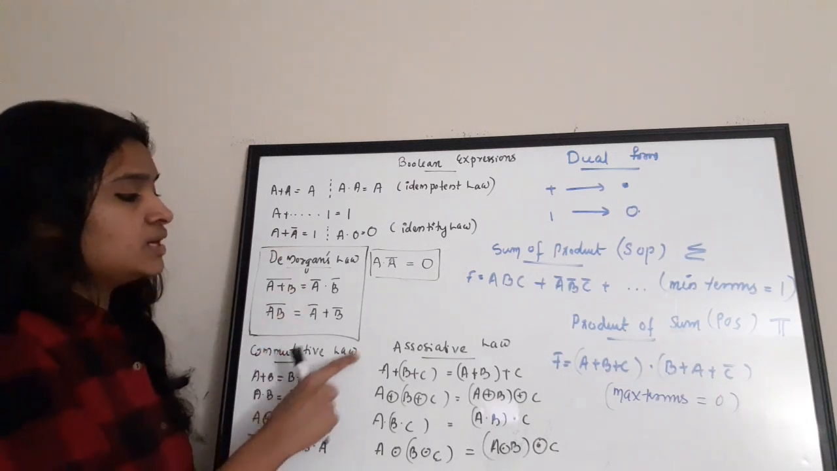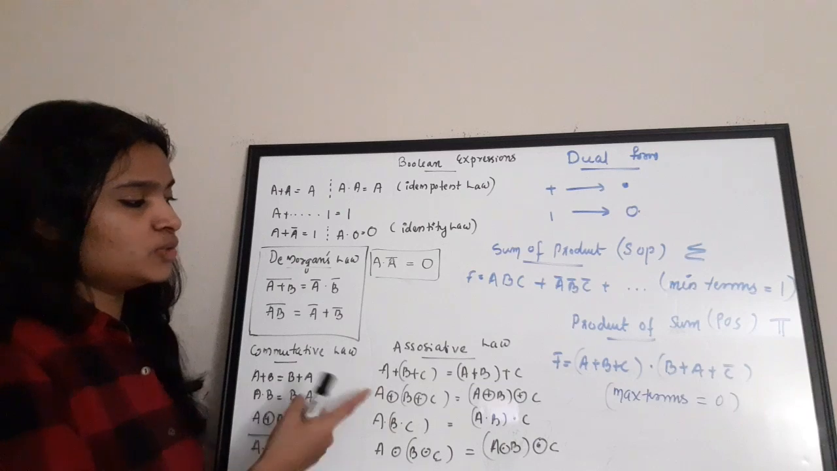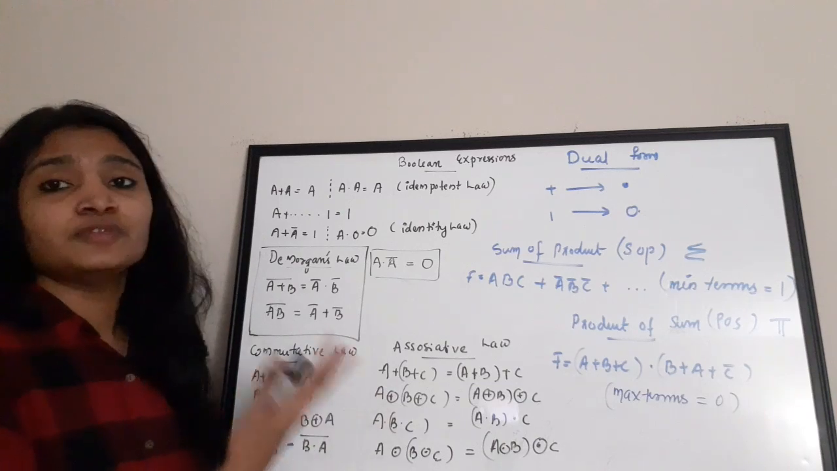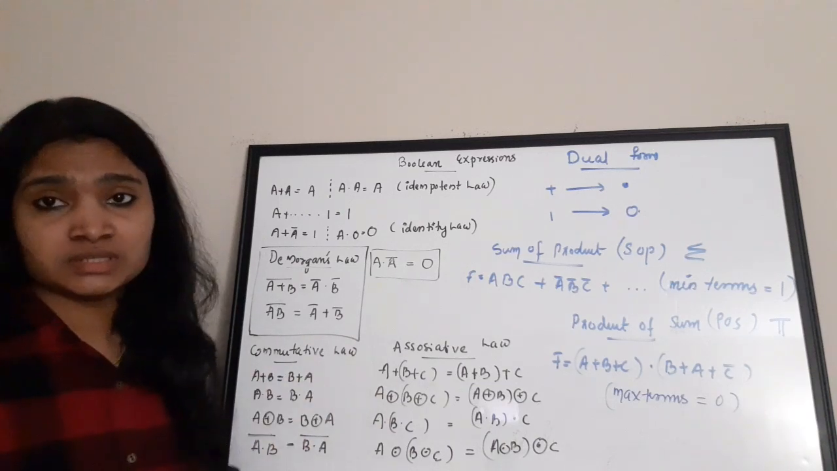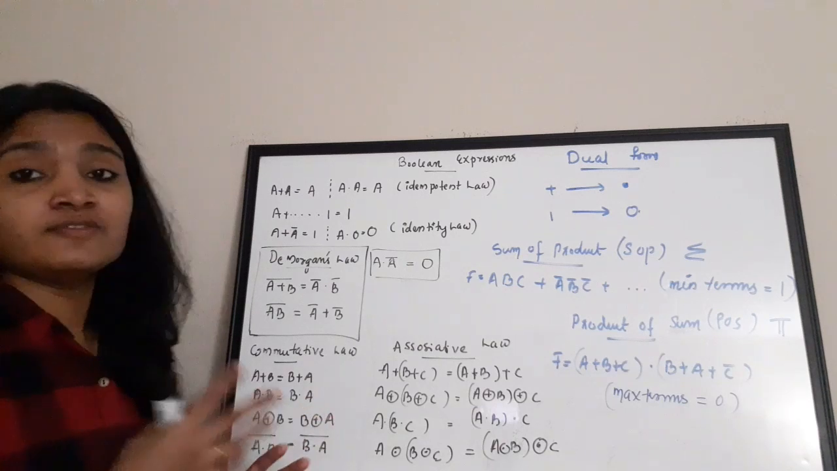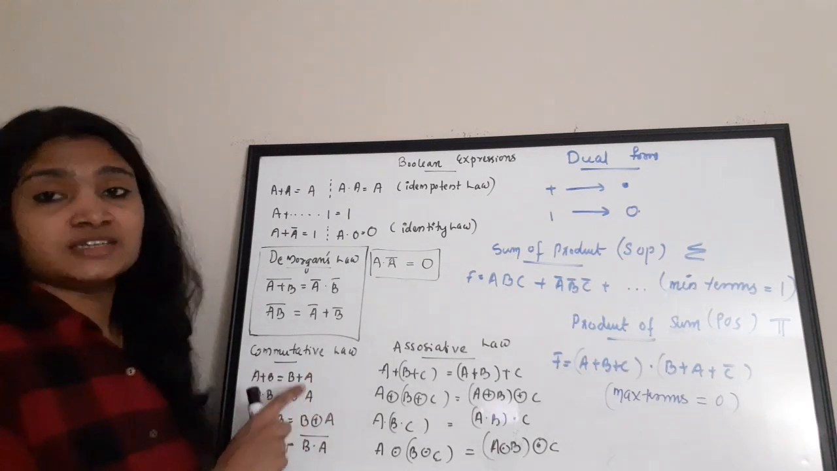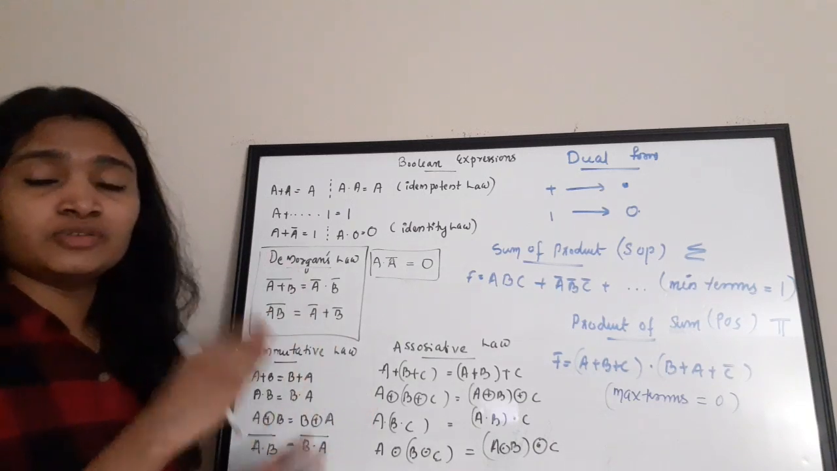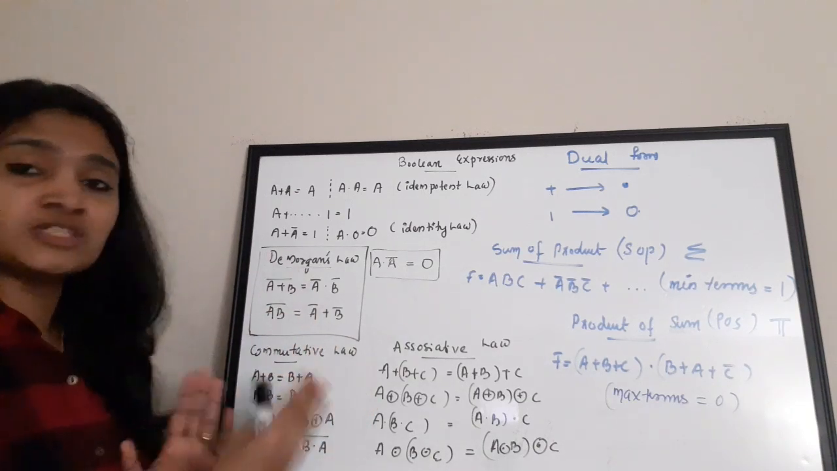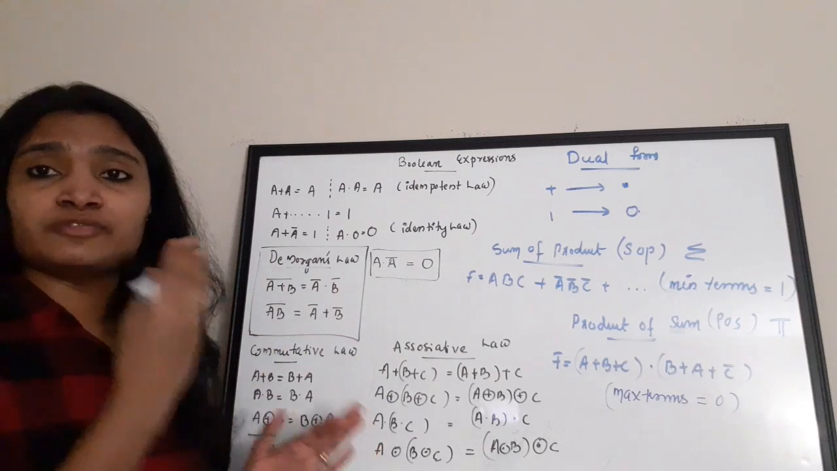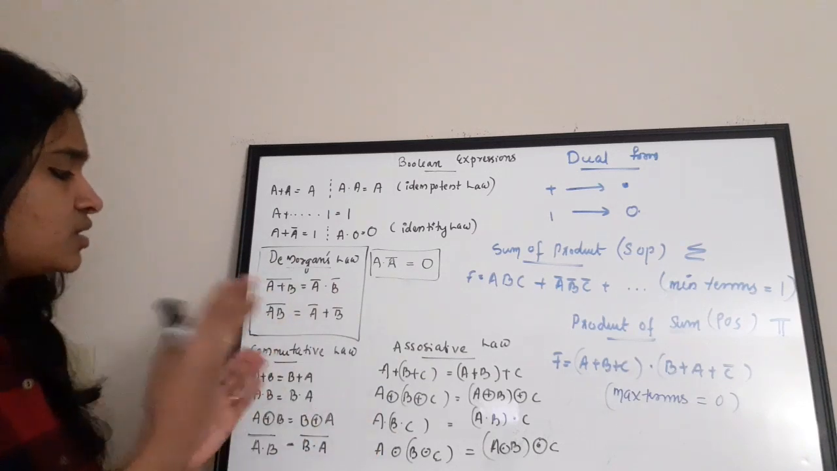Please note this down. Now we are going to see some of the other laws, the commutative law and associative law, only the important expressions, the ones I have generally seen in exam papers. For the commutative law, commutative means if it is given in the form A plus B, you can write it in the form B plus A. You can reverse the order.